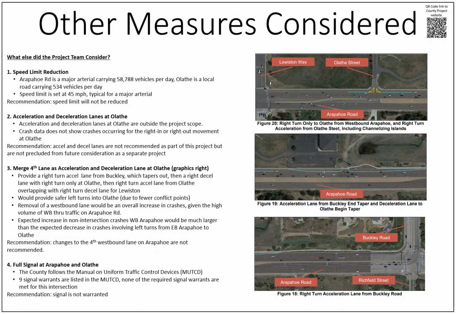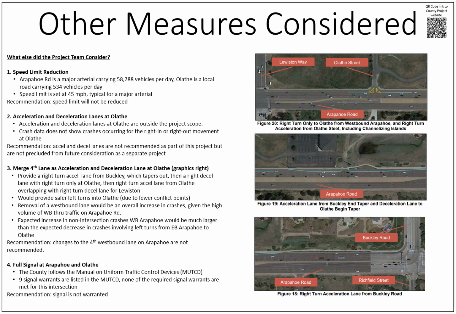The project team considered additional safety measures for the project, which were ultimately not selected for various reasons described as follows. Number 1, speed limit reduction. Arapahoe Road is a major arterial carrying nearly 59,000 vehicles per day. Olathe is a local road carrying 530 vehicles per day. The speed limit is set at 45 miles per hour, which is typical for a major arterial. Recommendation: the speed limit will not be reduced due to the high volume of Arapahoe Road and it being a major arterial.